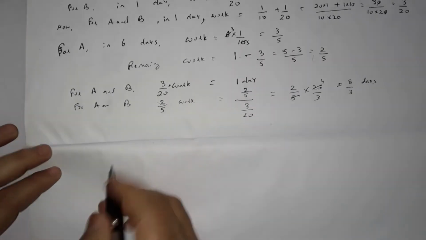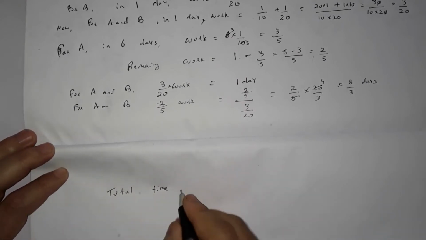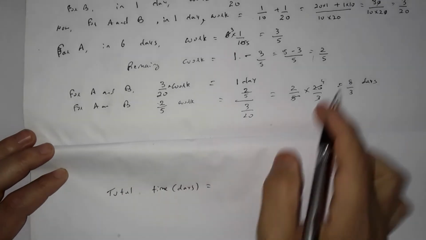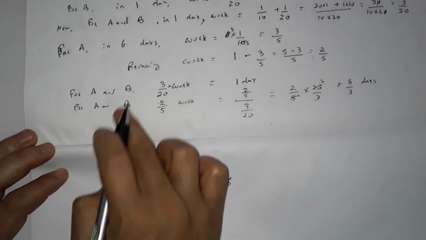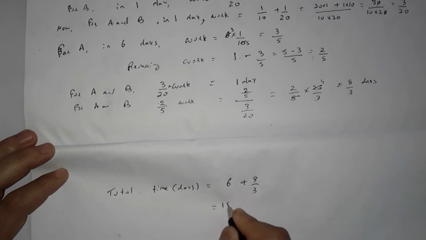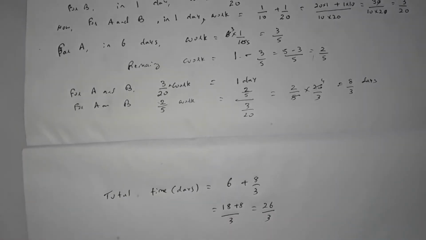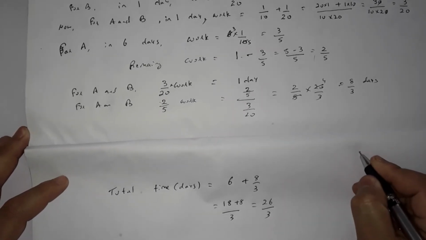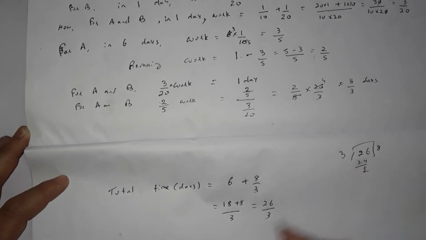So the total time means total days. Days here equal 6 done by A and then 8 by 3 done by A and B. 6 plus 8 by 3. 3 sixes, you get 18 plus 8 by 3 equals 26 by 3. So you can divide this: 3 sevens 21, 3 eights 24, okay? So this is 26, 3 eights 24. So what's the remainder? 2.